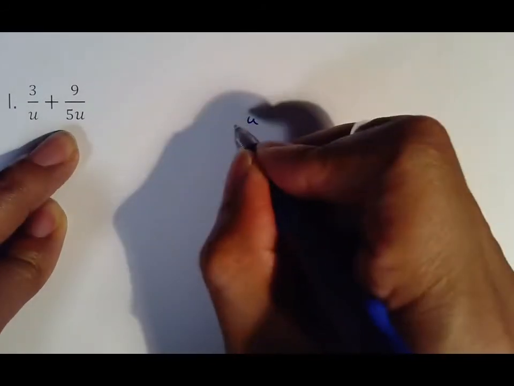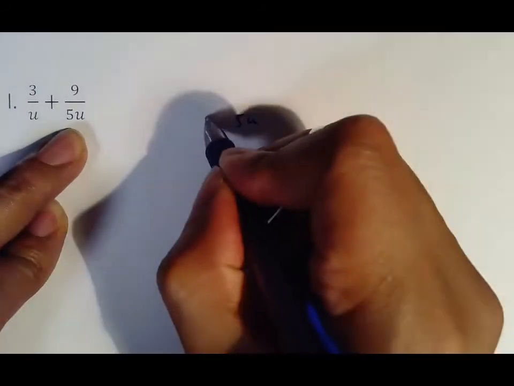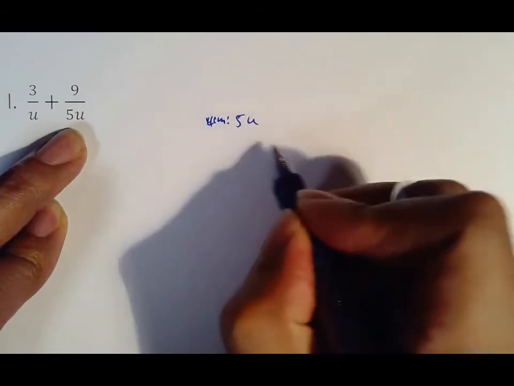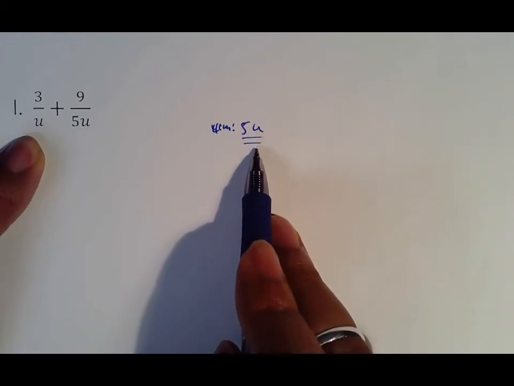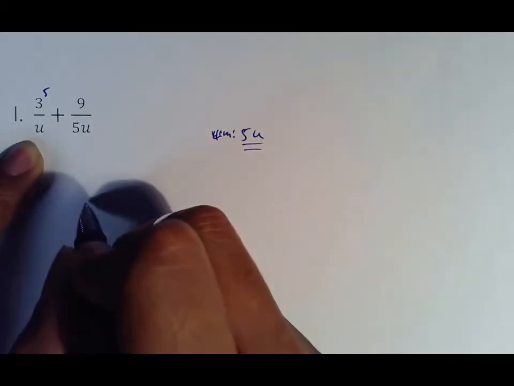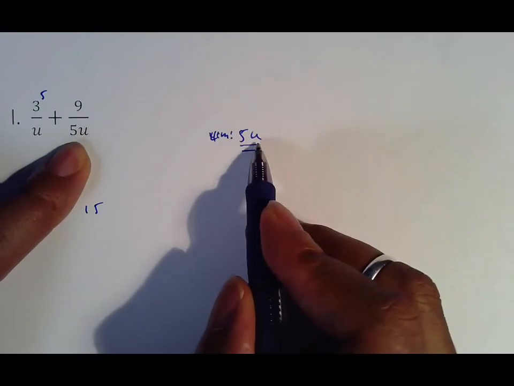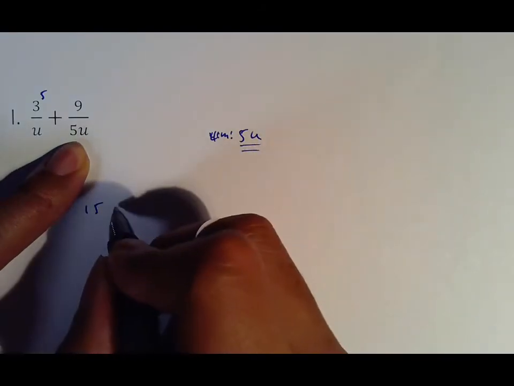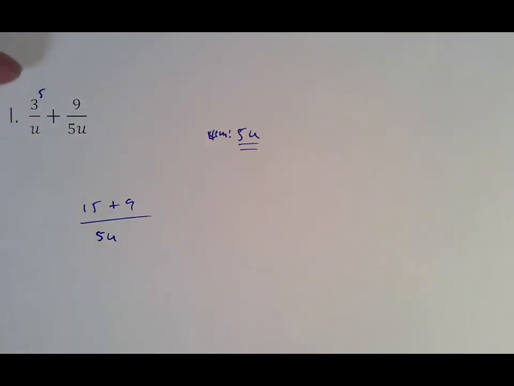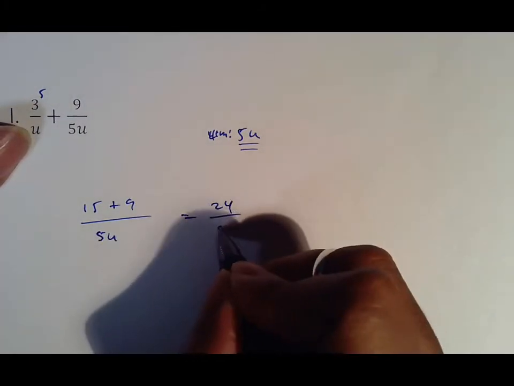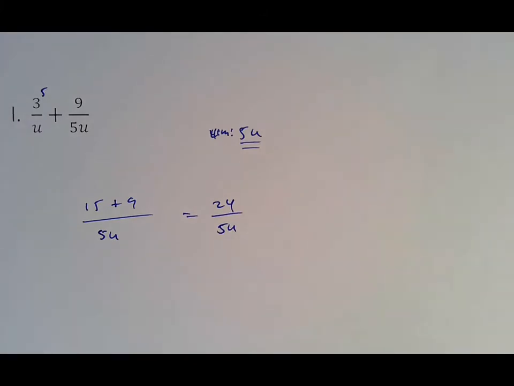U and 5u. I have to make room for a u. I have to make room for a 5. Notice that the u is already there, so my LCM is just 5u, which means if I'm asking what's missing from here that's over here, I am missing a 5, which means that becomes 15. What's missing from here that's over here is nothing, so it's plus 9 all over 5u. Again, 3 times 5 turns into 15. The bottom's already the same, so 9 comes down. 15 plus 9 turns into 24 over 5u, and that is all.